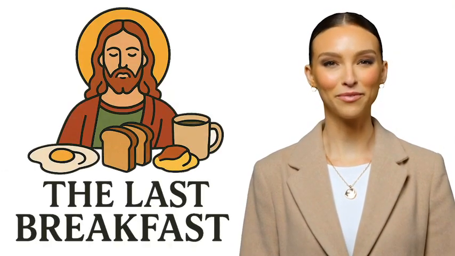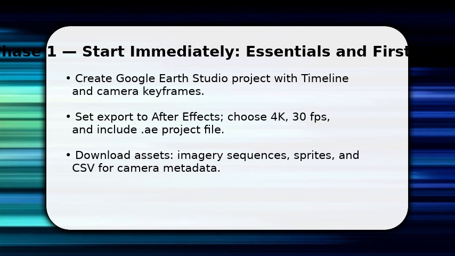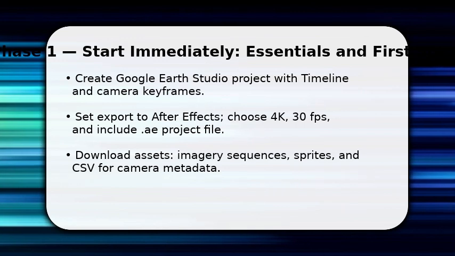Please enjoy the video. You start by preparing the Earth Studio export so After Effects imports cleanly. Open your Earth Studio project, finalize camera moves, and set render to After Effects output. This preserves camera data. Choose resolution and frame rate. 4K at 30 FPS is common, so you retain detail for post-work.